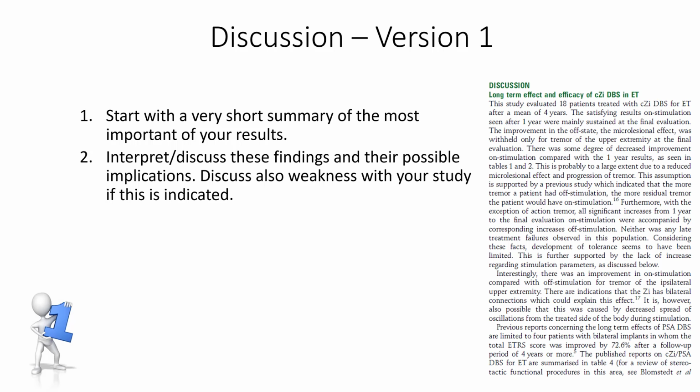In the second version, start with a general introduction to the area in order to give a background to your study. Then review the literature on this topic, and add a very short summary of your most important results. And finally, interpret and discuss these findings and their possible implications, and discuss weaknesses with your study if this is indicated. When it is time to conclude your paper, focus on the most important findings. The fewer the better, and the shorter the better.